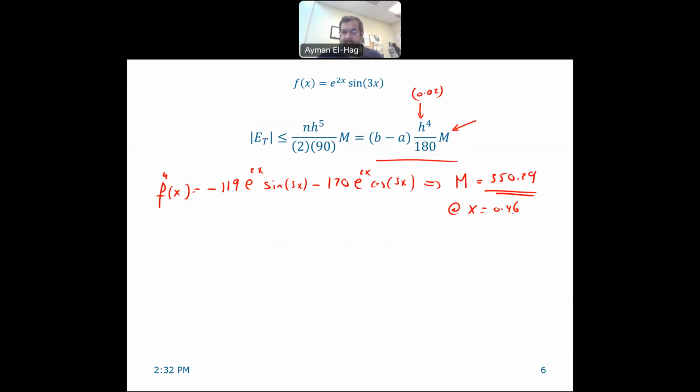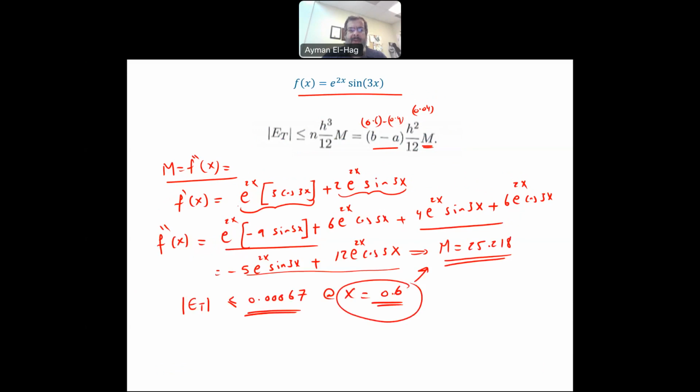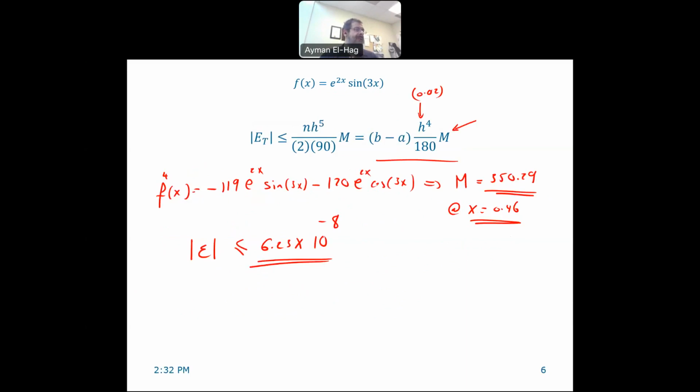Here, the maximum value doesn't happen at the two ends of the integration. You have to try different values, so it happens only at 0.46. You can equate that to 0 and find the maximum value as if it's an optimization problem. This is one way to do that. And then you will find that your error is less than or equal to 6.23 times 10 to the minus 8. That is much less than the error that we have using the trapezoidal method, and that is basically expected. So that is for continuous functions.